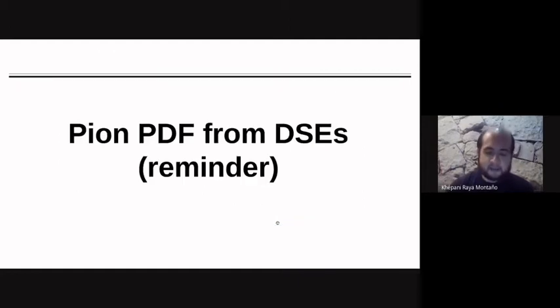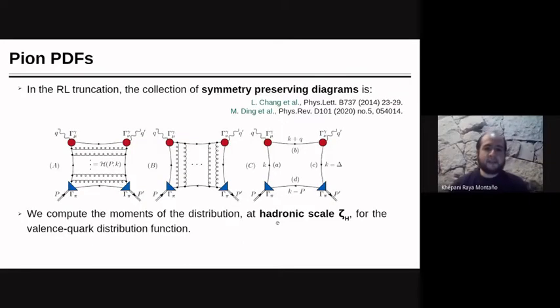So for that, I will give you a quick reminder of this result and why we trusted it so much. In the rainbow-ladder truncation, which describes very well pseudoscalar mesons, the collection of symmetry-preserving diagrams is this: the A, B, and C diagrams. In 2014, Professor Chang realized that we need the BC diagrams in order to restore the symmetries, namely the momentum conservation.